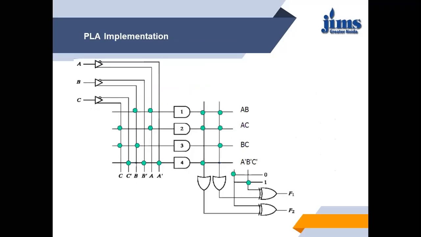So again, at the input will be A bar, B bar, C bar. We have used an OR gate, and again we have used an XOR gate. For F1, it is in complemented form, so the other input to the XOR gate for F1 is 1, and here the input will be 0.